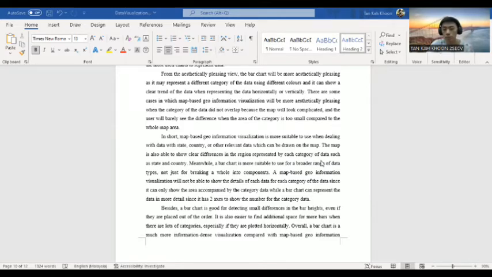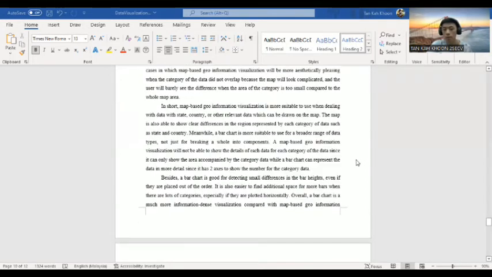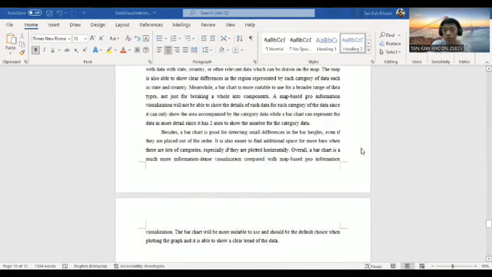Meanwhile, a bar chart is more suitable for a broader range of data types, not just for breaking a whole into components. Map-based geo-information visualization will not be able to show the details of each data for each category of the data, since it can only show the area accompanied by the category data, while a bar chart can represent the data in more detail, since it shows the number for the category data. Besides, a bar chart is good for detecting small differences in the bar heights, even if they are placed out of order. It is also easier to manage space for more bars when there are a lot of categories, especially if they are plotted horizontally.